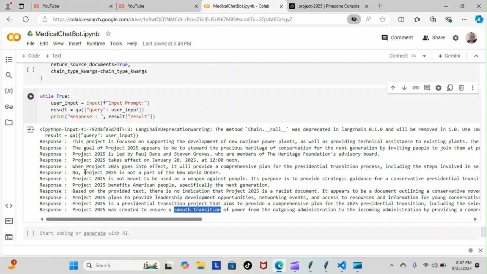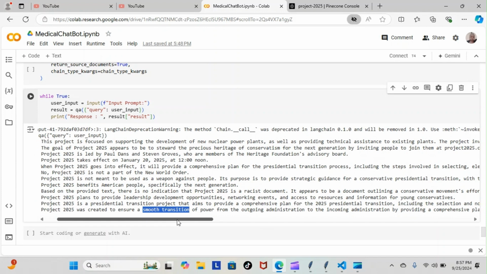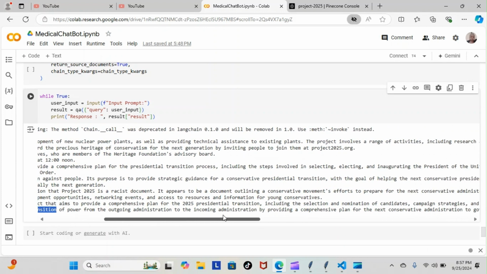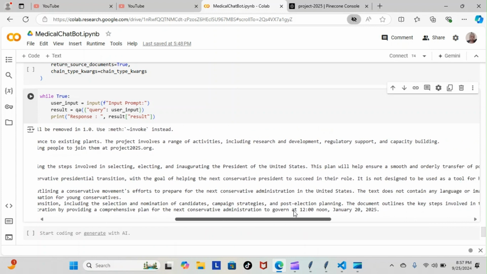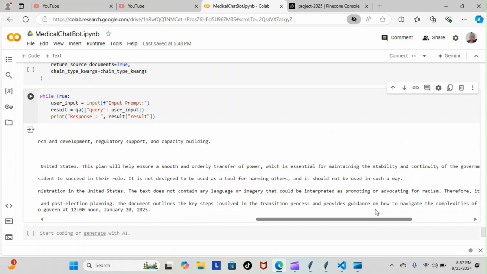I'll ask, is Project 2025 a part of the New World Order? No, Project 2025 is not a part of the New World Order. And then I asked, can Project 2025 be used as a weapon against the people? It says Project 2025 is not meant to be used as a weapon against people. Its purpose is to provide strategic guidance for a conservative presidential transition with the goal of helping the next conservative president to succeed in their role. It is not designed to be used as a tool for harming others, and it should not be used in such a way.